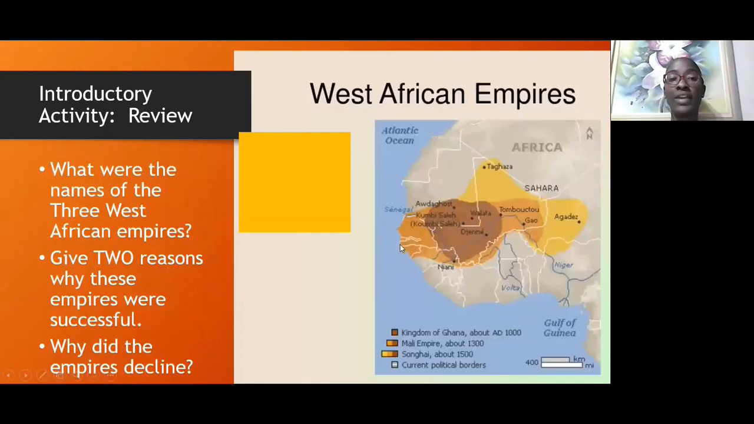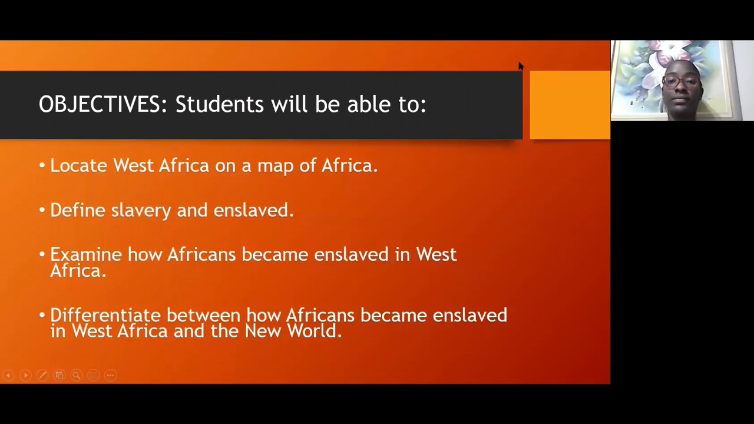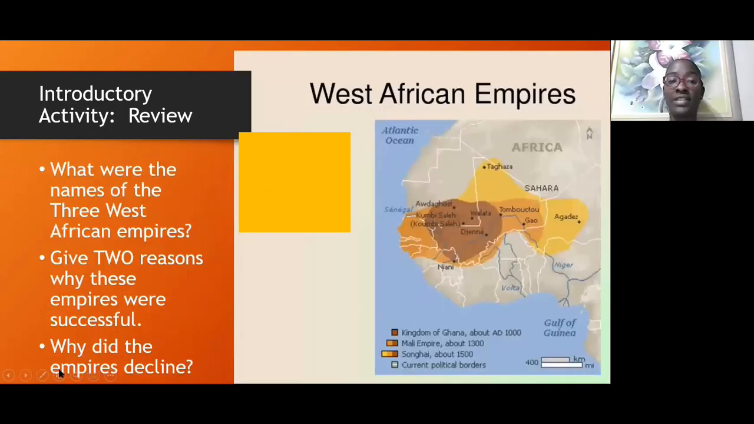Okay, so what we have here is our introductory activity where we're going to review our last lesson. Our last lesson was on the West African empires. Now, the first question says, what were the names of the three West African empires? And that would be those empires that we would have studied in our last. Okay, so you can take a screenshot also of the objectives if you don't want to write. The screenshot will make it much quicker and to take notes if you need to. Okay, so our activity here is, so did anybody get any of the responses?